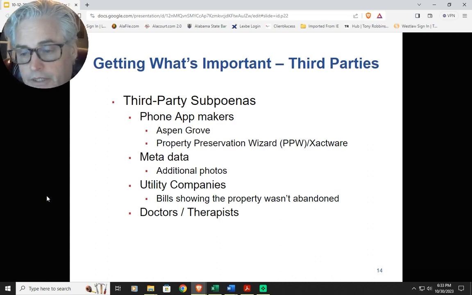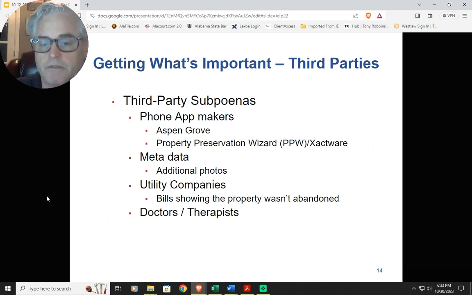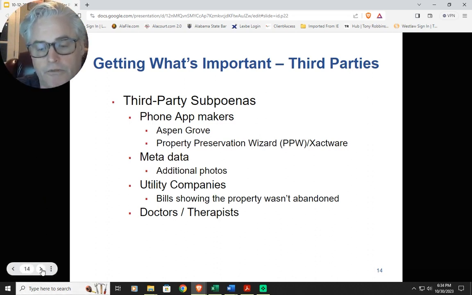Also, you want to get your utility company bill showing the property had active utilities if that's an issue in your case. And also, you want to get your doctors and therapist records. You can get all those things through third-party subpoenas, and it's probably simpler if you get ahead of that and try to do that early.